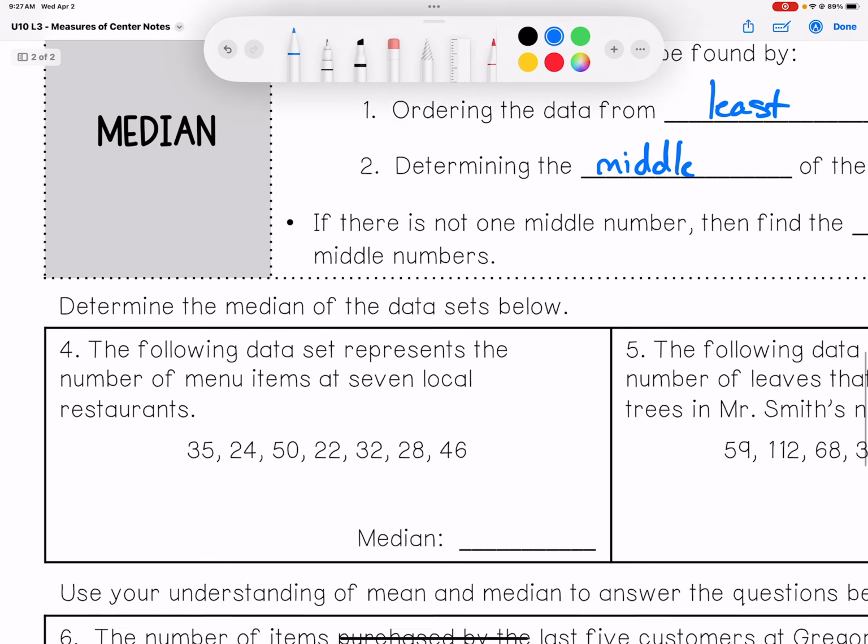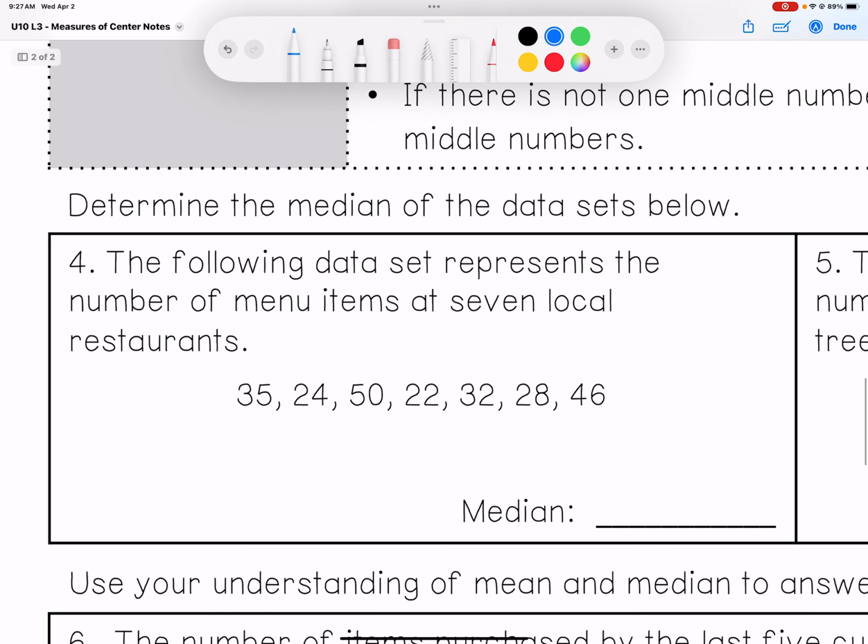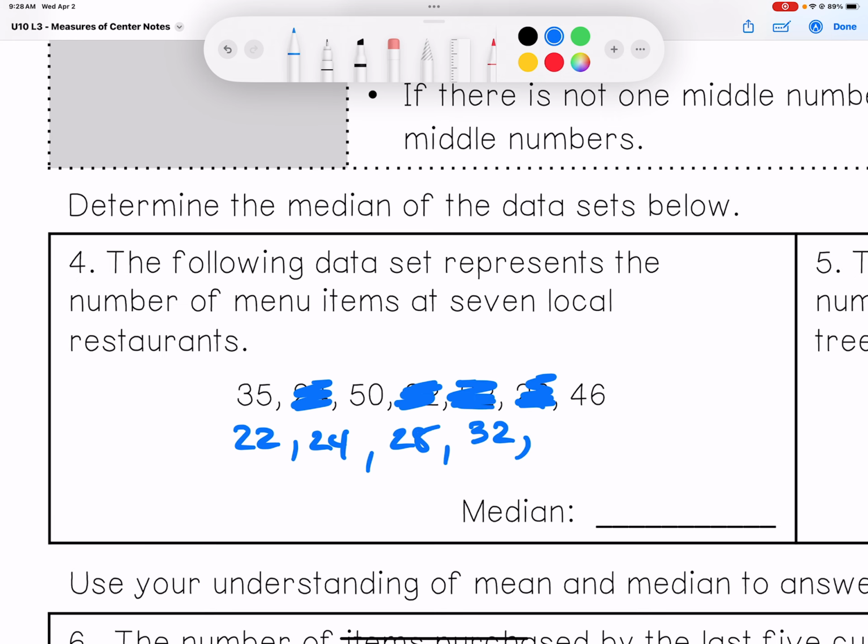All right, so determine the median of the data sets below. First of all, we have to reorder them. So we have to go from least to greatest. What I would encourage you to do is find the smallest number and then mark it off. That's what I would encourage you to do.